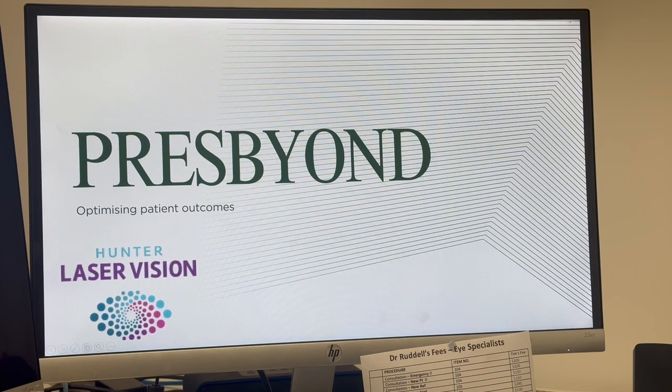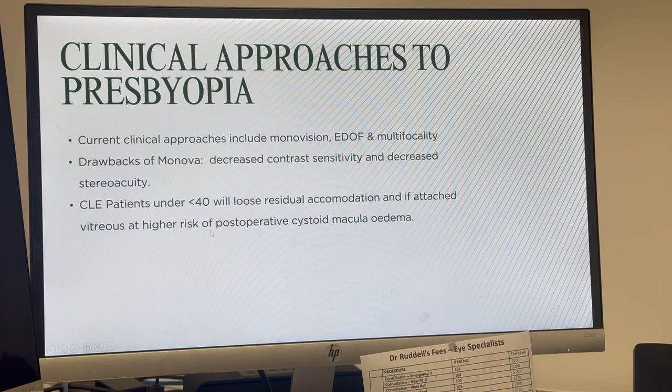so far. So, just talking about the initial clinical approaches to presbyopia that we know most patients go for. We've got things like monovision, the EDOF IOLs, multifocal IOLs, multifocal glasses. Talking about the drawbacks of monovision, some patients can get decreased contrast sensitivity and a bit of decreased stereo as well.